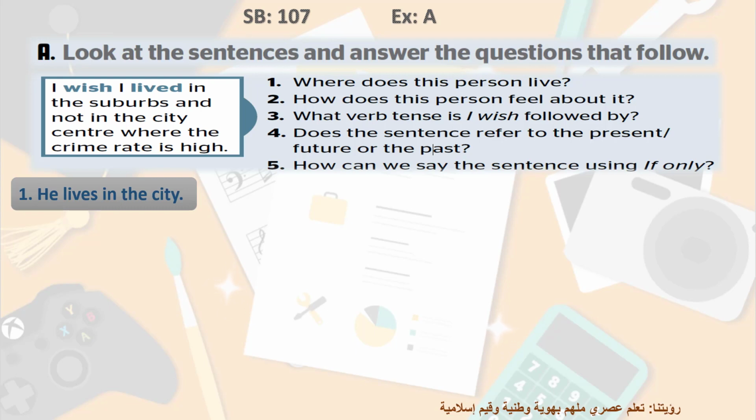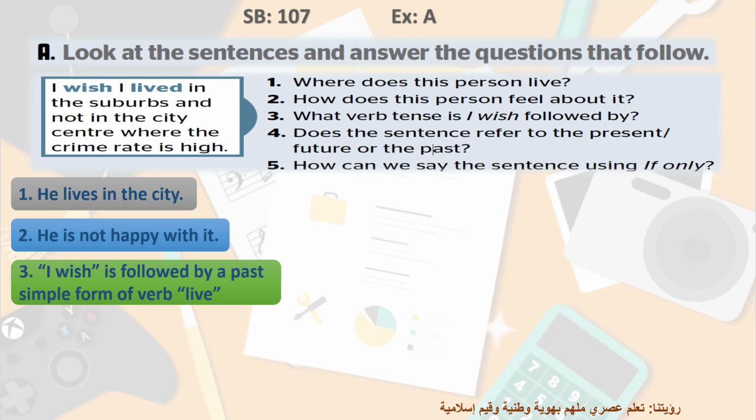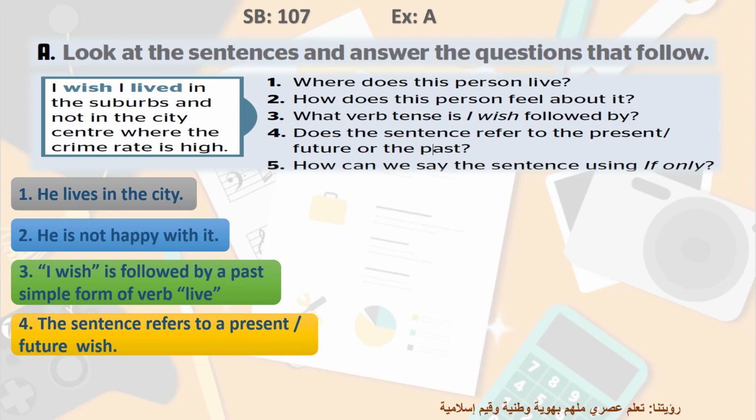Question number 2. How does this person feel about it? Yes, he is not happy with it. Okay, what about question number 3? What verb or tense is I wish followed by? Look at the sentence. I wish I lived. Yes, so I wish is followed by a past simple form of the verb live. What about question number 4? Does the sentence refer to the present, future, or the past? Yes, the sentence refers to a present or future wish because he wishes that he is living there now.